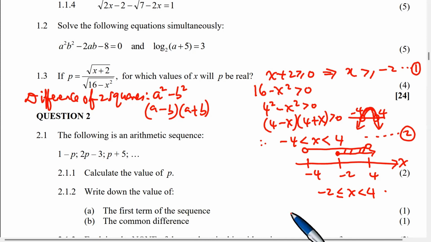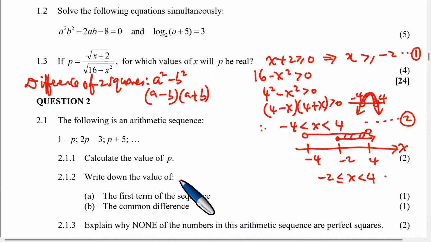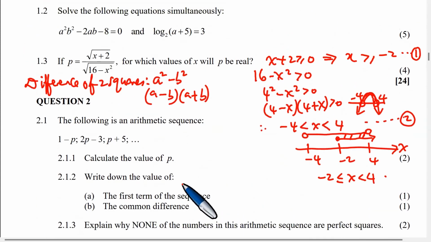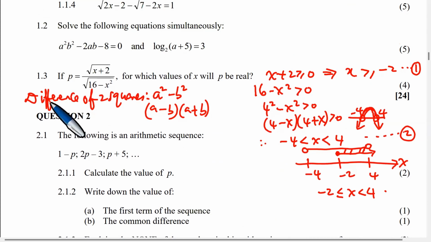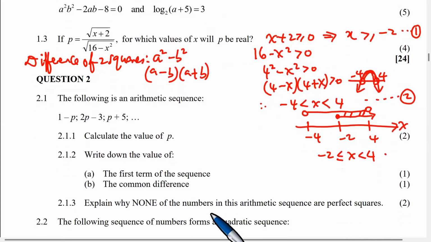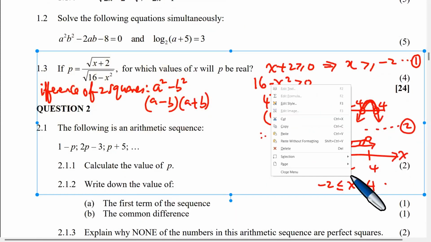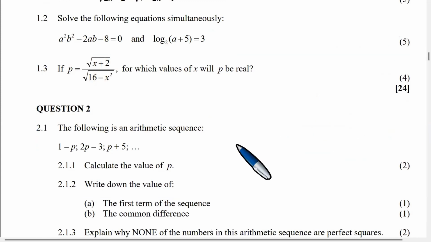So now we continue to solve the problems and you look at question 2, 2.1 and so on. Right, so we remove this. Anyway, we have solved this problem and this is the final answer. Next, we deal with question 2 and we solve all the questions. So to solve question 2, let's clean up the board. Right, so we continue right now to do question 2.